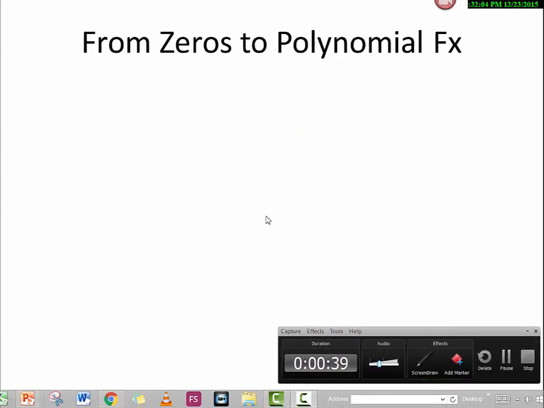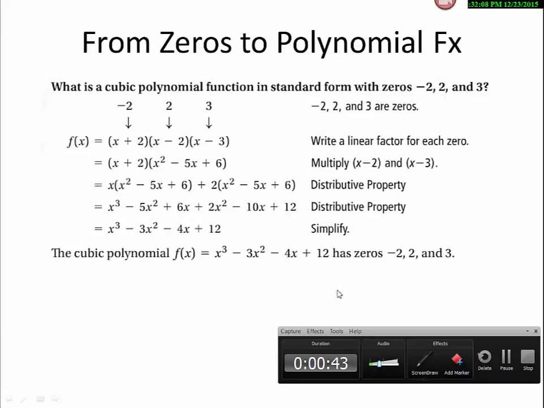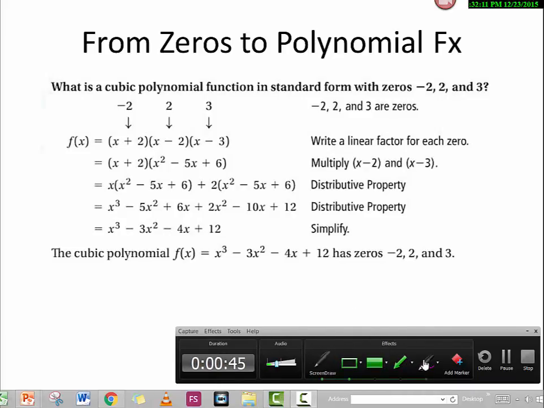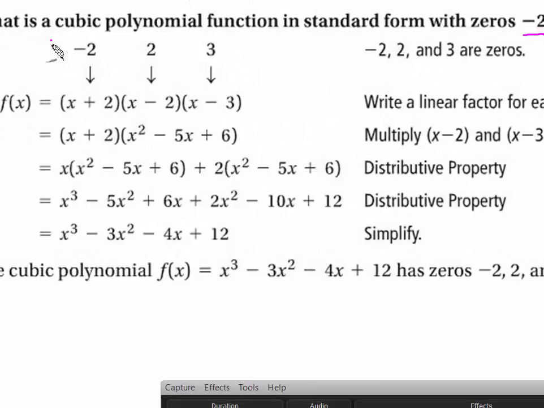So here's an example. You're given 3 zeros: -2, 2, and 3. Based on this, we can change it back to the linear factors of each zero. If the zero is -2, the linear factor is going to be x plus 2. And if the zero is 2, the linear factor is going to be x minus 2. And the last one, if the zero is 3, the linear factor is x minus 3.